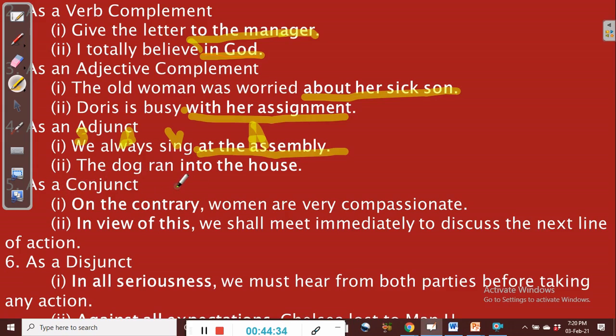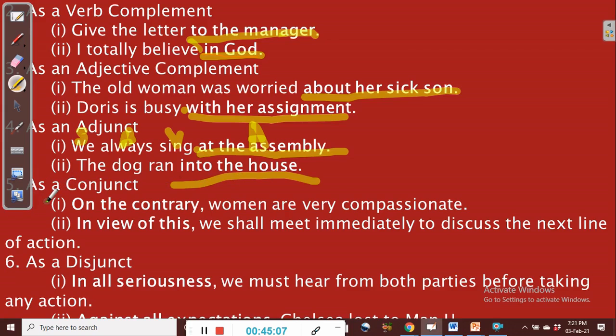The dog ran into the house. You know, so here again we find an adjunct. Ran, the adjunct into the house is a prepositional phrase and is telling us more about ran. If we say the dog ran and put a full stop, then the question arises where? Into the house. All right, so that's what an adjunct does. An adjunct is an adverbial or an adverbial phrase that adds meaning to a verb.